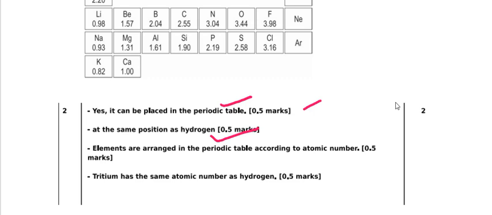Elements are arranged in the periodic table according to atomic number. And the last for this question, tritium has the same atomic number as hydrogen. So we get 2 marks like this. You can write this in the exam.